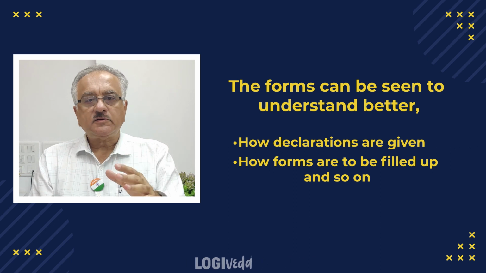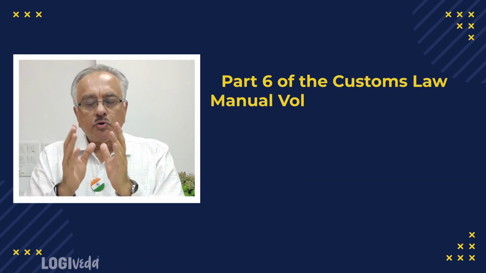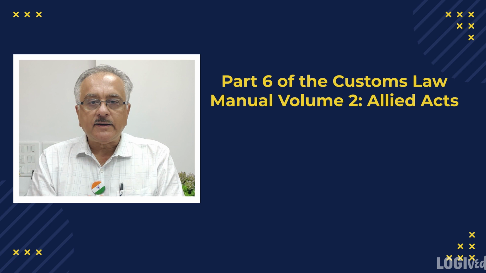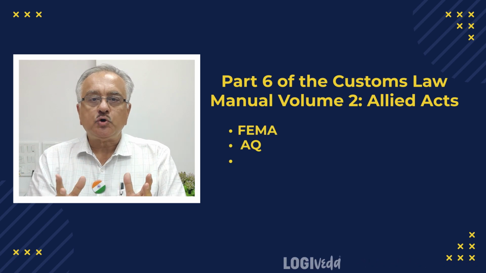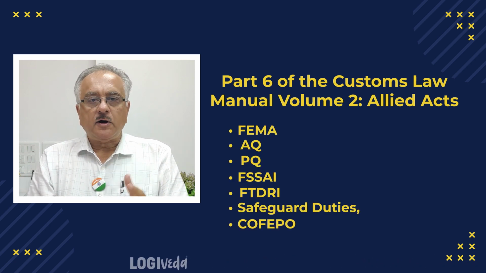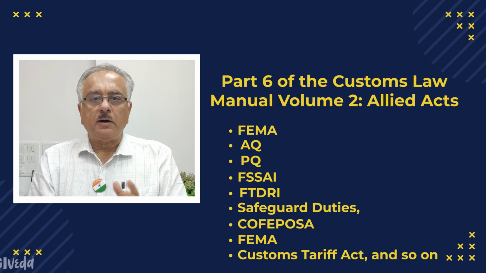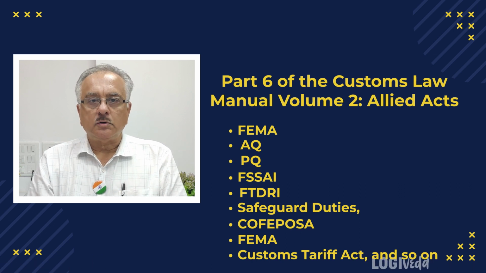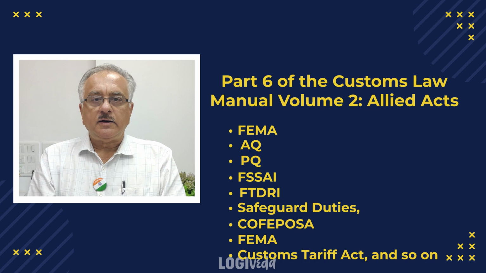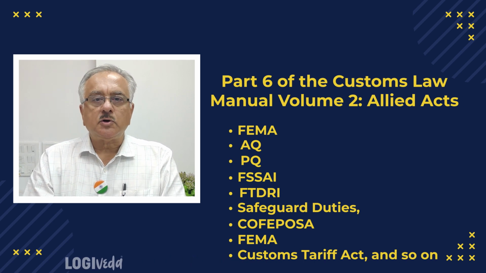Part 6 of the Customs Law Manual, Volume 2, talks mainly about the allied acts like FEMA, AQ, PQ, FSSAI, FTDR, safeguard duties, COFEPOSA, Custom Tariff Act, and so on. These allied acts are discussed in great detail in Part 6 of the Customs Law Manual.